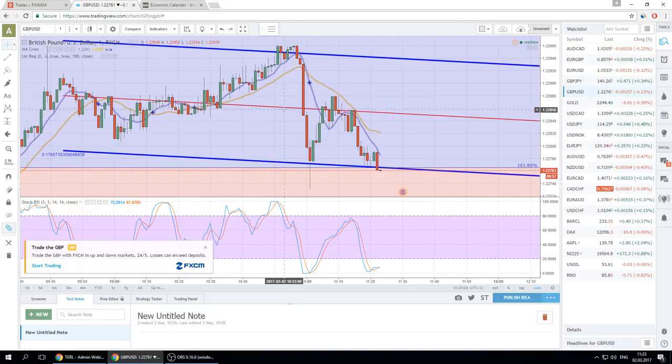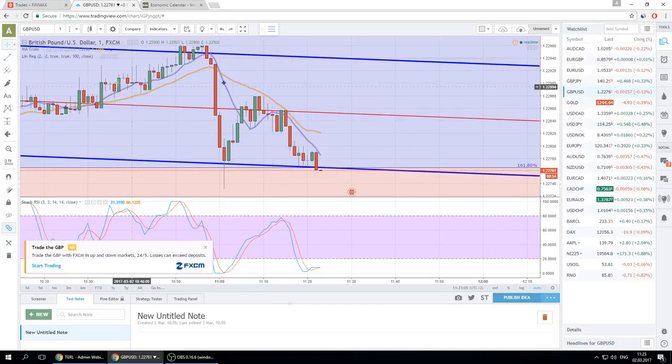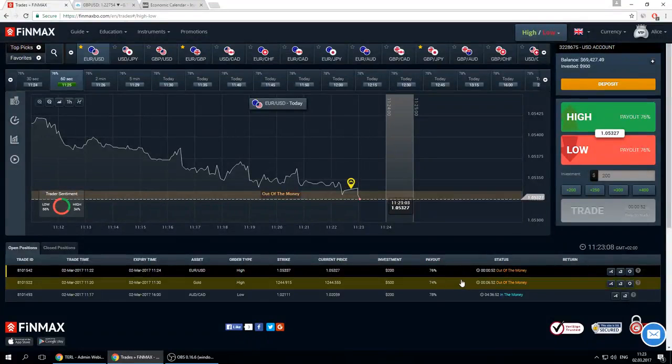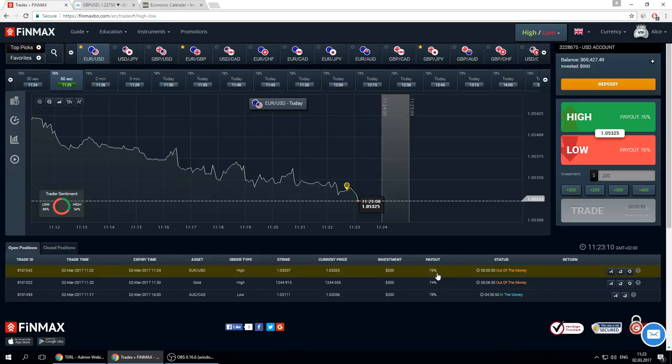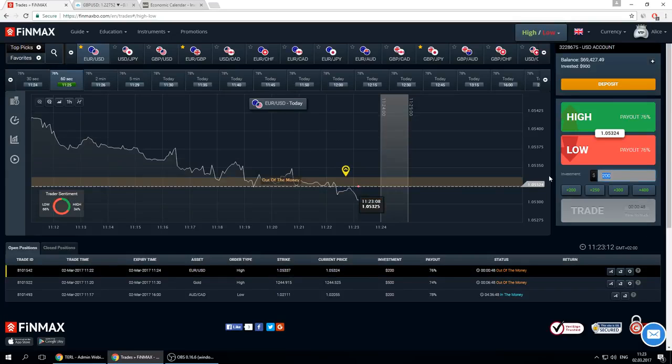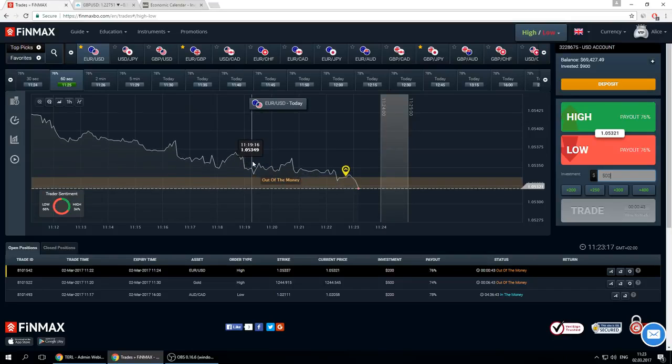Okay, something is going on with the British pound and with the euro, because they are basically affected by almost the same factors.